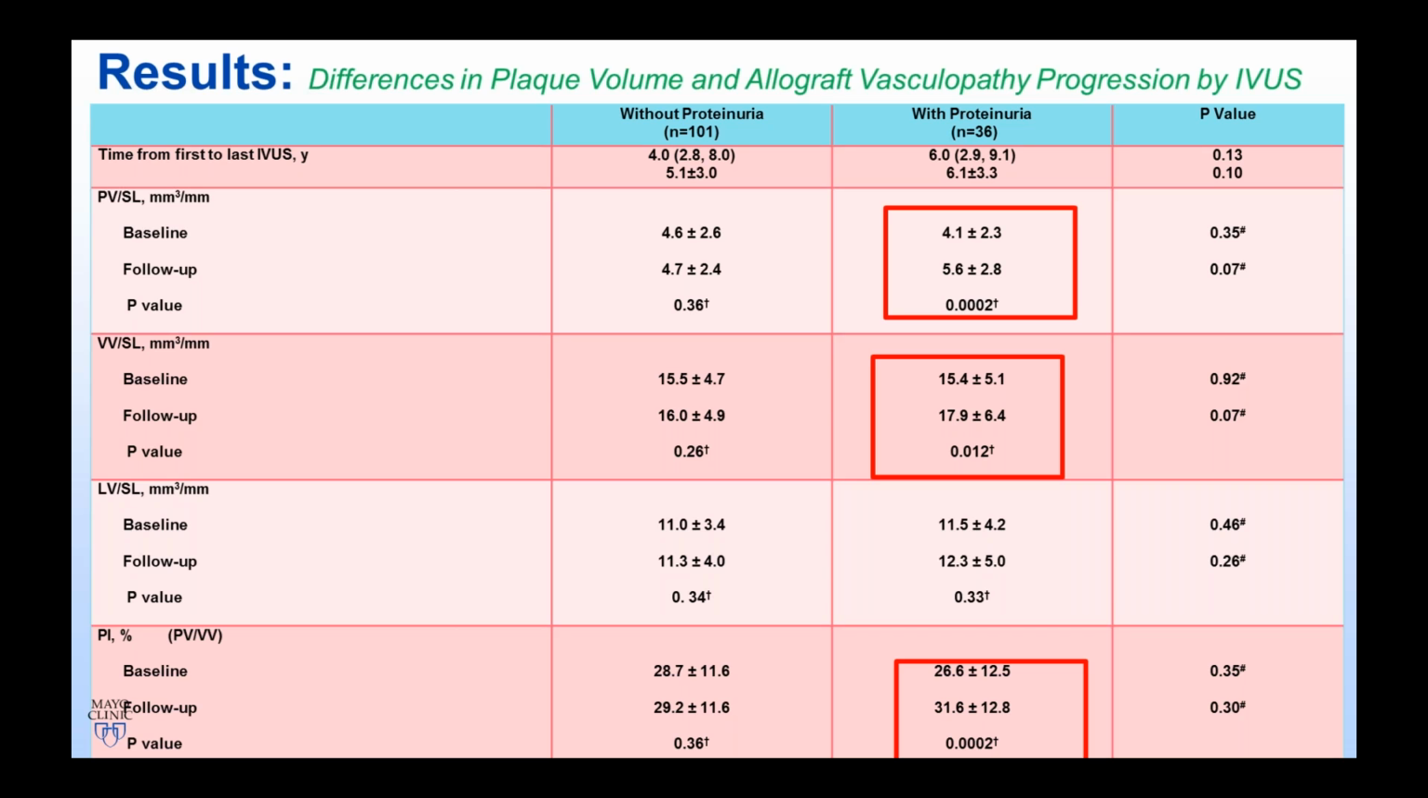In the first column are the patients without proteinuria, and in the second column are the 26% of patients who developed proteinuria. And you can see in the second column, the patients with proteinuria had significant progression of their graft vasculopathy, plaque volume, vessel volume, and plaque index over time, compared to the patients without proteinuria, who did not have significant progression of plaque volume, vessel volume, or plaque index.